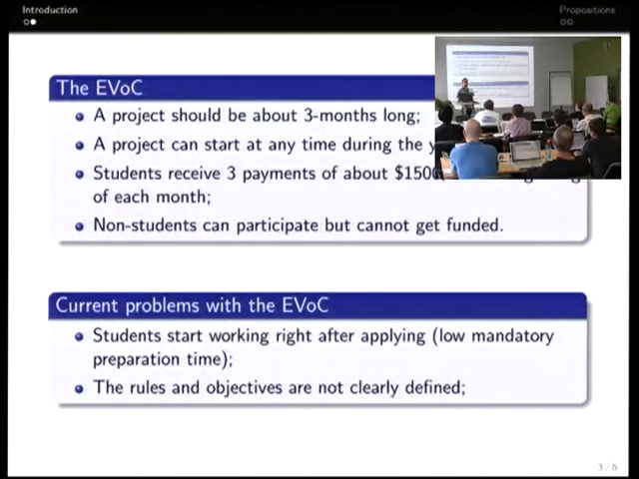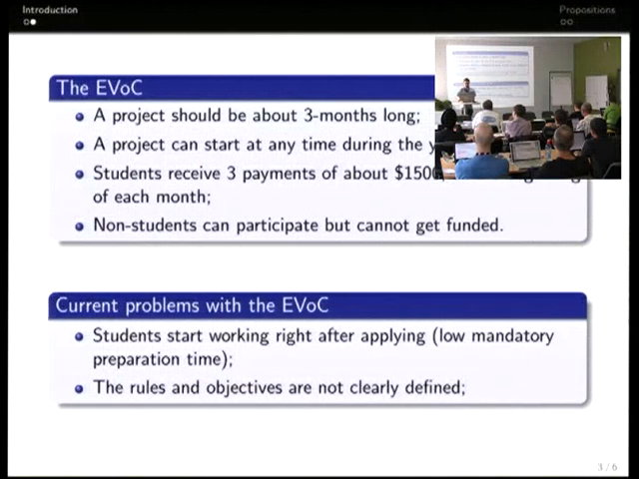An EVoC project should be about 3 months long. The project can start any time of year, as I said. And students receive 3 payments, it should be higher than $1,500, at the beginning of each month. I'm not sure if it has been really enforced this year, but it would be great if we agreed on that.